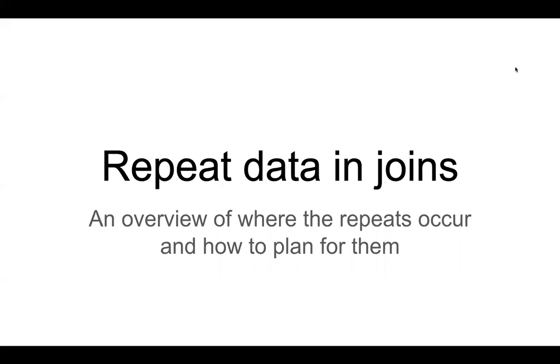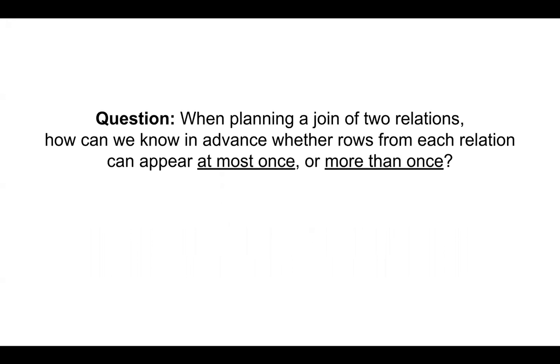In this video, I would like to show you where the repeat data comes from in joins and how we can plan for that. So when you're planning a join of two relations, how can we know in advance whether the rows from each relation can appear at most once or more than once in the result?